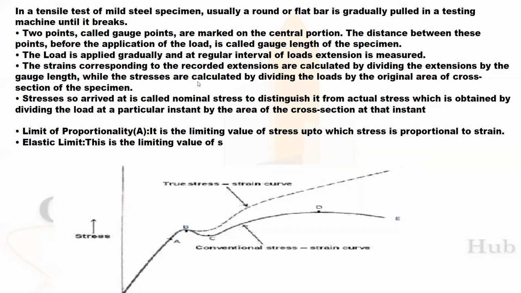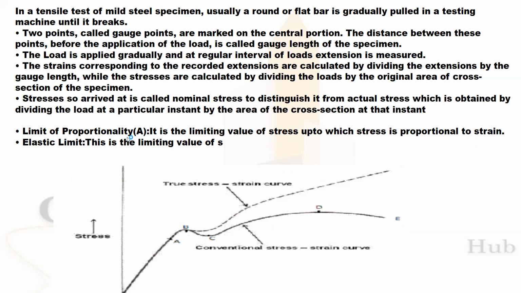The strains corresponding to the recorded extension are calculated by dividing the extension by the gauge length, while the stresses are calculated by dividing the loads by the original area of cross section. Stresses so arrived at are called nominal stress, to distinguish them from the actual stress, which is obtained by dividing the load at a particular instant by the area of cross section at that instant.